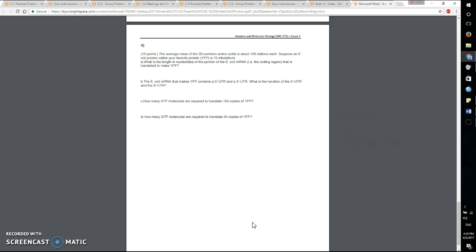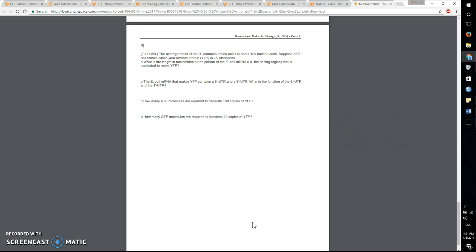So how many ATP molecules are required to translate 100 copies? Well, it's 1 ATP per amino acid. So that's 60 times 100 copies, or 6,000 ATP.